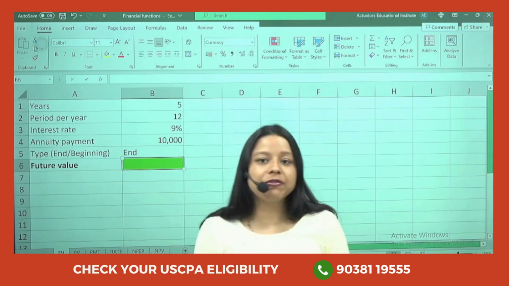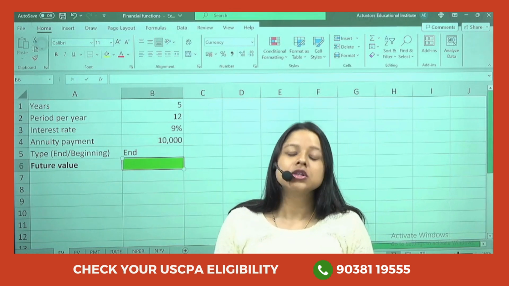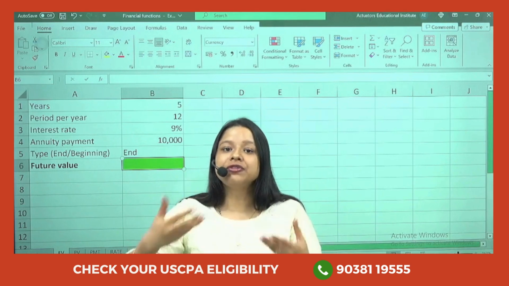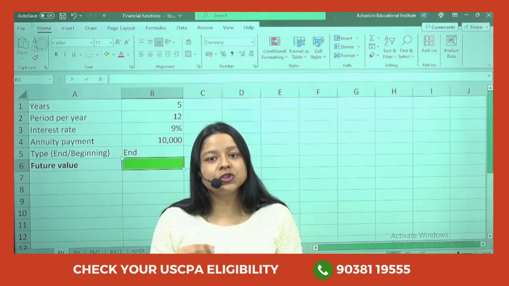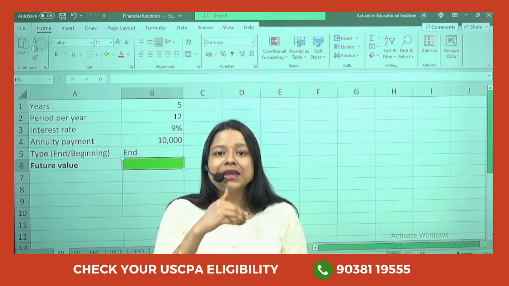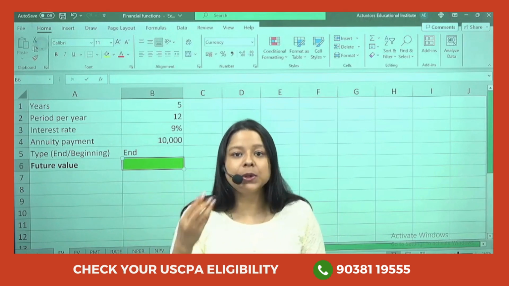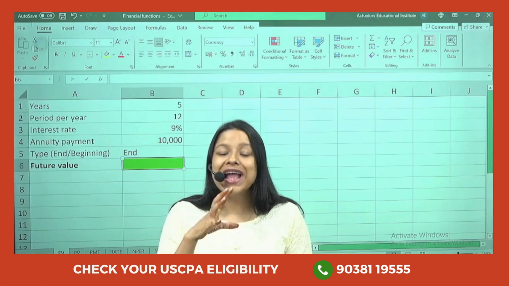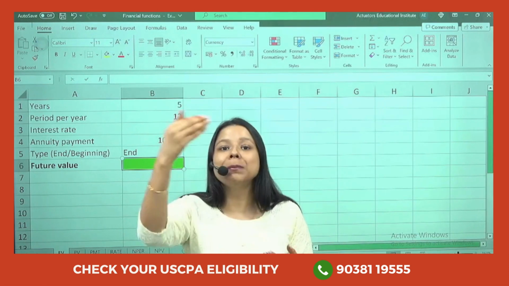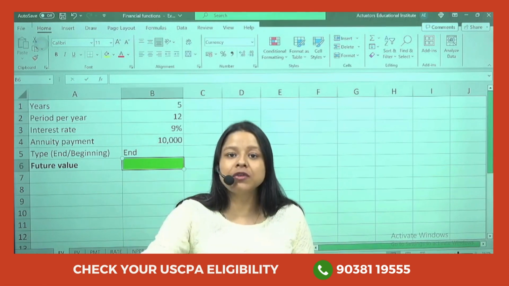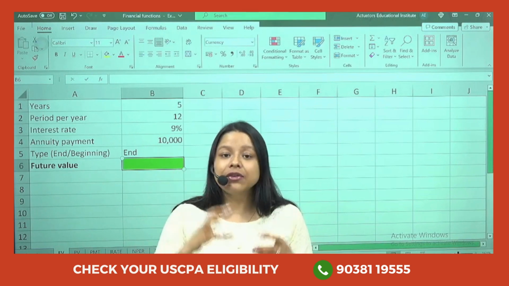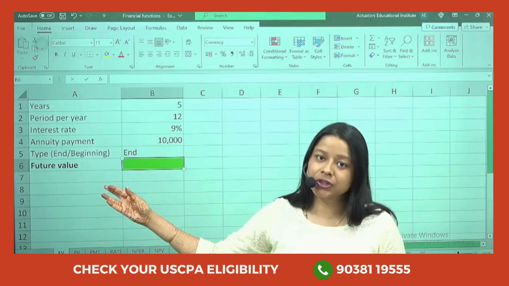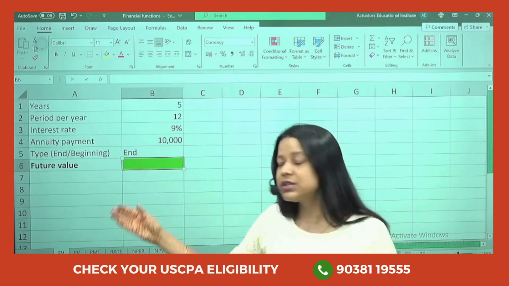Starting with the function FV, which is future value. For example, if you want to calculate a future value after 5 years of any investment which is made today, or if you are making some regular payments that we call an annuity every year or every month or every quarter, and you want to calculate its accumulated value or future value after a few years given the rate of interest, then we can do it using this Excel function called FV, which is future value.